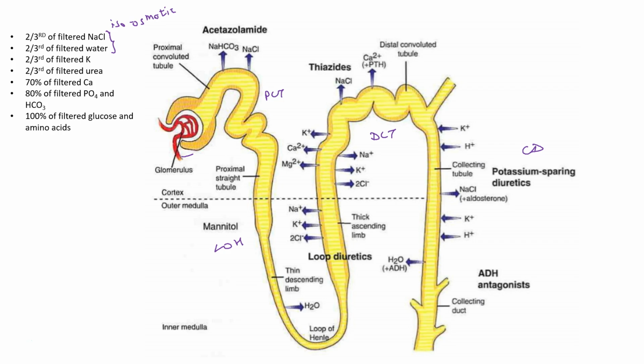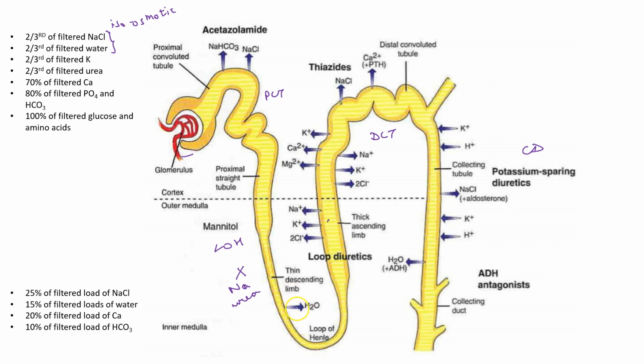PCT is the only level at the nephron where glucose reabsorption occurs. 100% of filtered glucose and amino acids are reabsorbed at this level. In the loop of Henle, the thin descending limb is impermeable to sodium and urea, but water reabsorption occurs at the thin descending limb. 15% of filtered water is reabsorbed at this level.